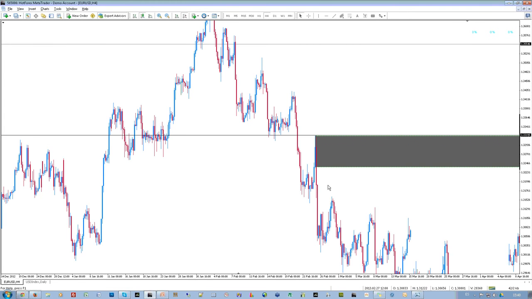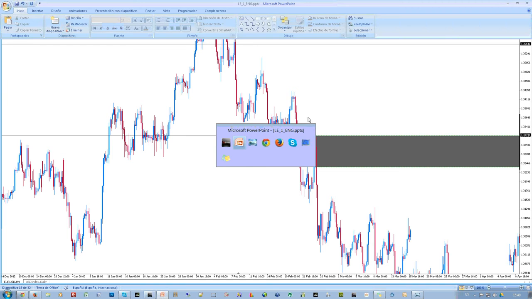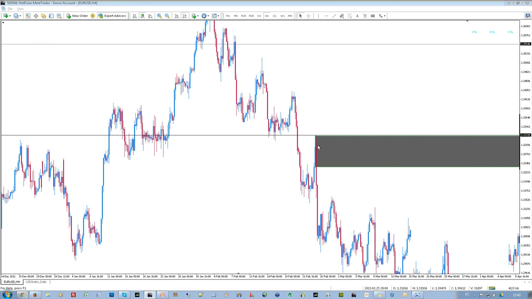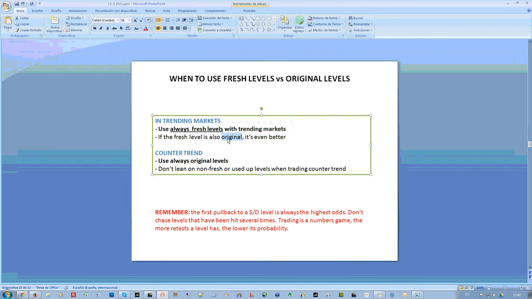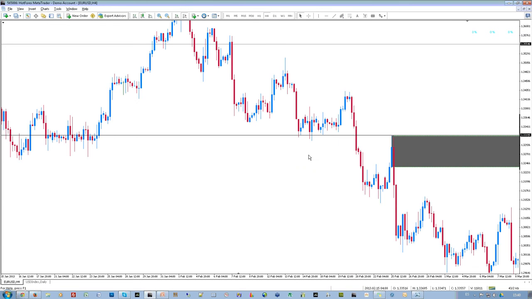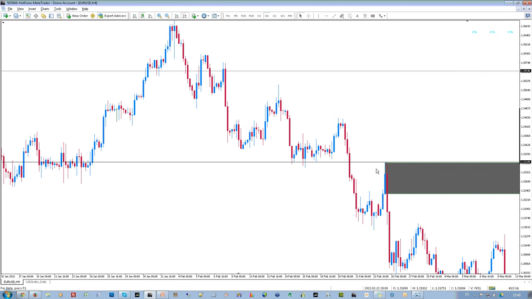So this level is fresh and it's original, and we clearly have a downtrend on the 4-hour chart, as you can see. Probably also on the daily chart by looking at these candles. So if we are in a downtrend, we are allowed to trade only fresh levels like this. If it is original, it's even better. This level is fresh and original. So let's continue higher.